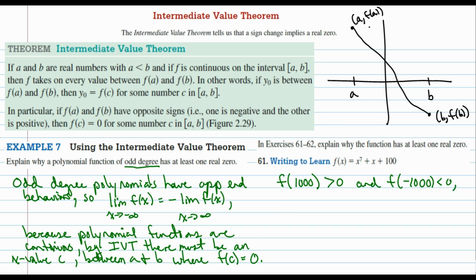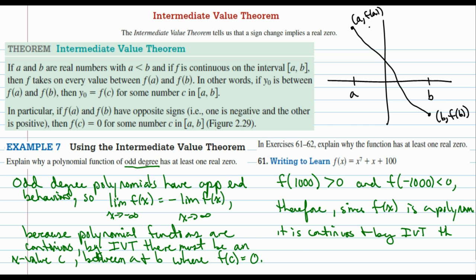So let's try, I don't know, f of 1,000 is greater than 0, and f of negative 1,000 is less than 0. Therefore, since f of x is a polynomial, it is continuous, and by the intermediate value theorem, there exists an x value between negative 1,000 and 1,000. We'll call it an x value c, between specifically negative 1,000 and 1,000. You might have chosen negative a million and a million, regardless, where f of c equals 0. So we use the intermediate value theorem in this case to explain why something has to equal 0.